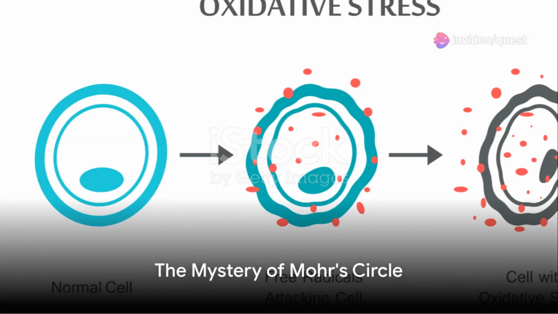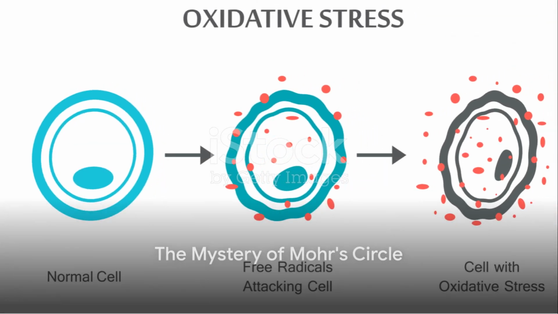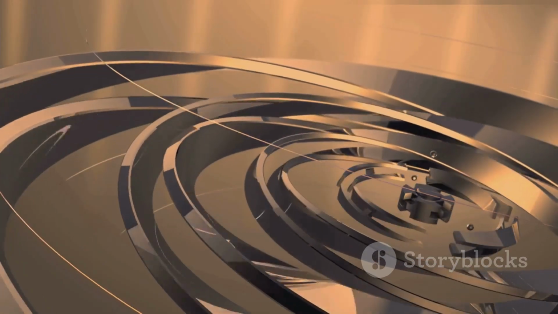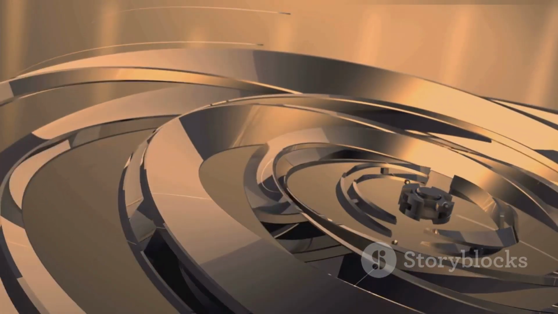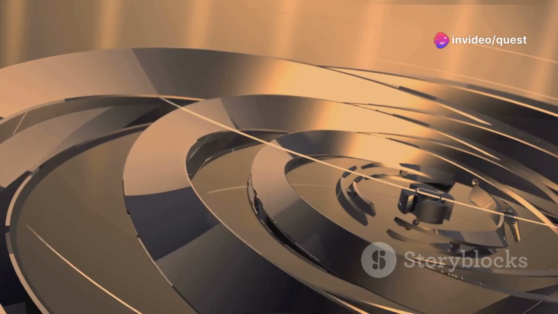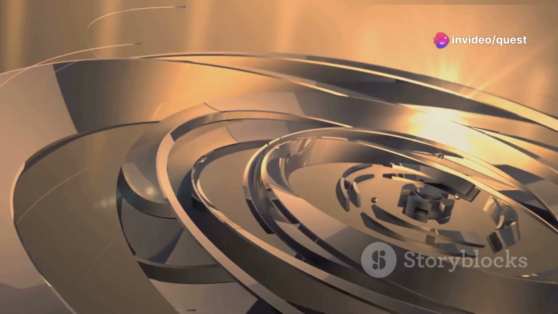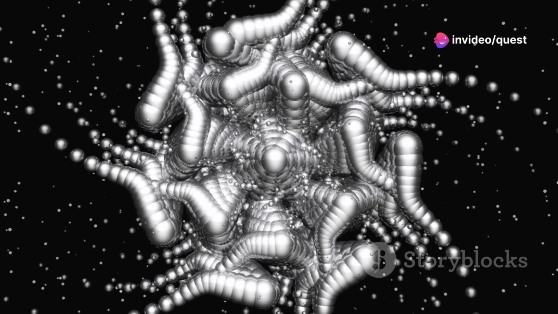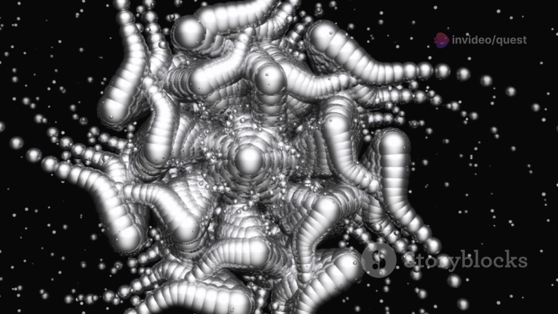Ever wondered how engineers determine the state of stress at a point inside a material? Well, the answer lies in a fascinating concept called Mohr's Circle. A graphical representation of stress transformation, Mohr's Circle is a powerful tool that allows engineers to visualize and understand the complex state of stress within any given material.